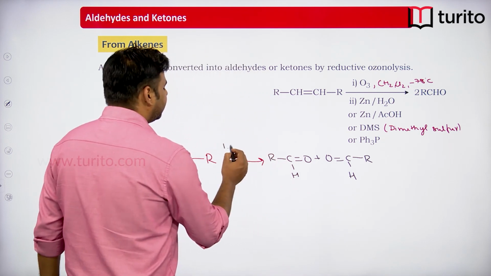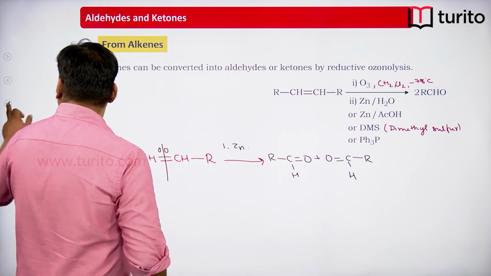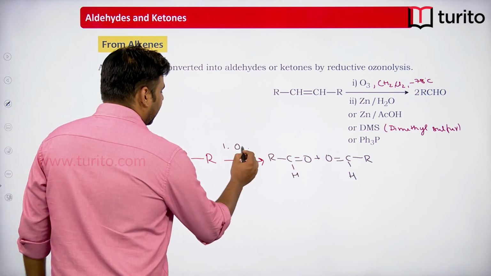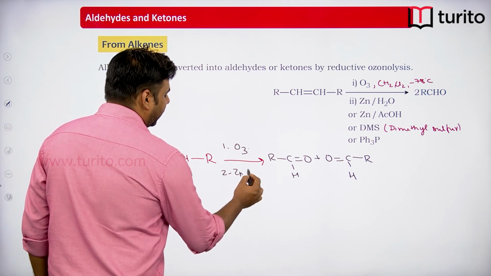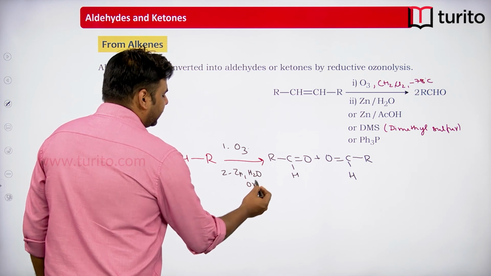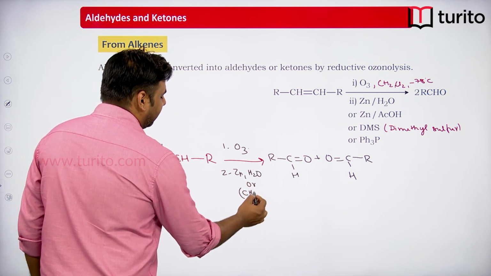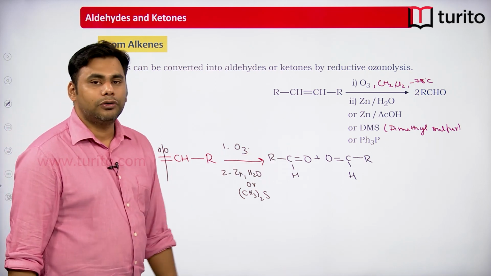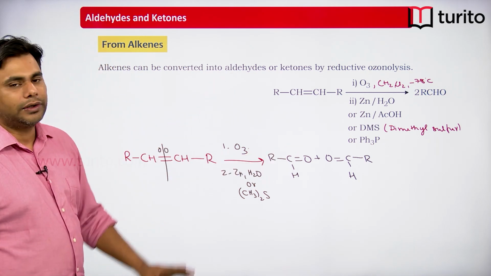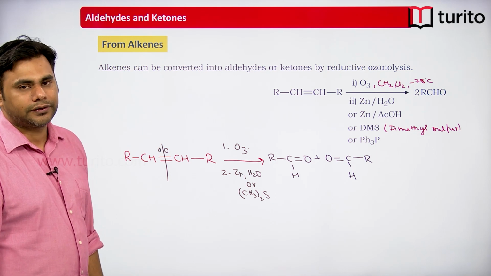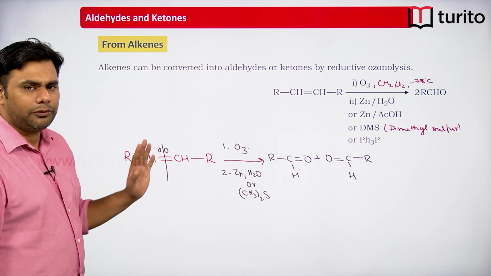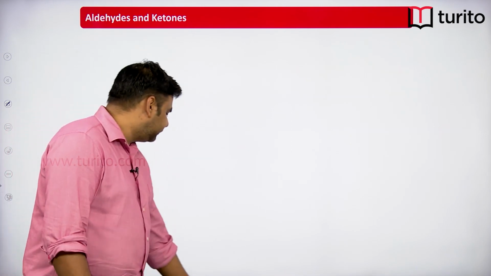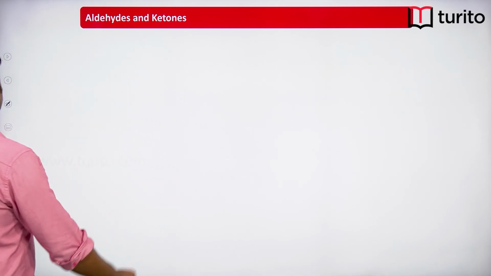Once you add ozone to an alkene and in the second step you add zinc and water, or zinc and acetic acid, or dimethyl sulfide, the double bond cleaves and we get the aldehyde molecule. This reaction is known as reductive ozonolysis. I am not going to discuss the mechanism, I hope you know the Criegee mechanism that happens in this reaction. So let us take some questions now.